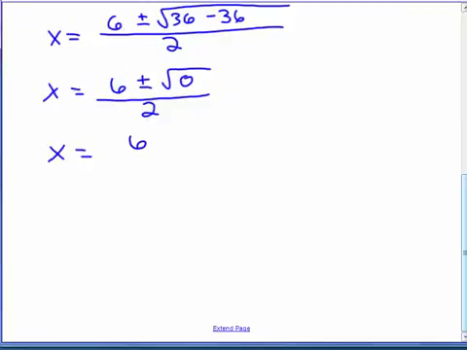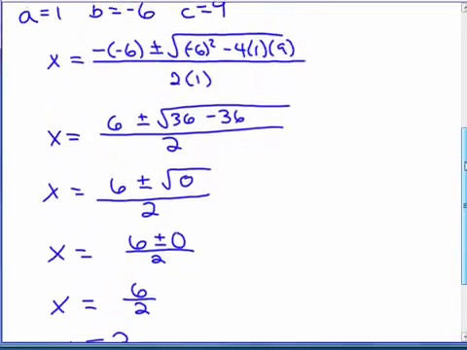So in this case, I get 6 plus 0, 6 minus 0. Well, what happens? What's 6 plus 0? That's 6. What's 6 minus 0? That's 6. I really only get one answer here. X equals 3. Because it's 0.